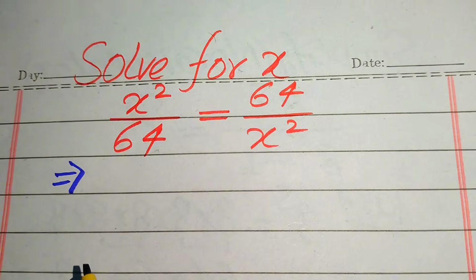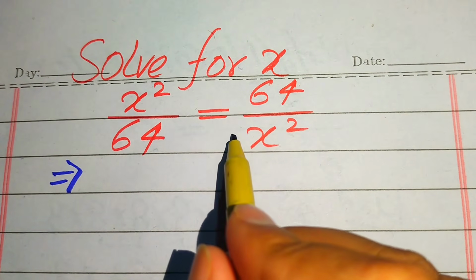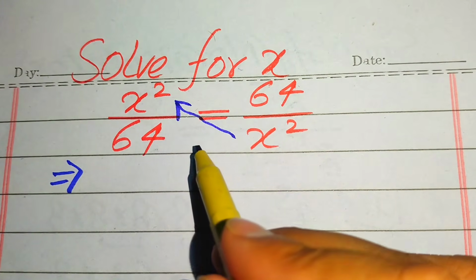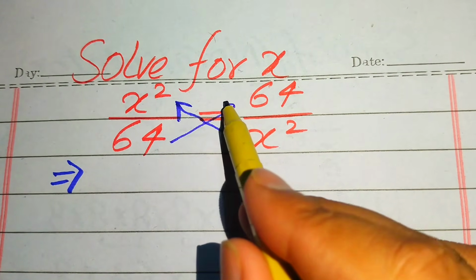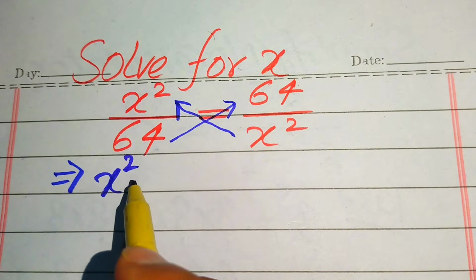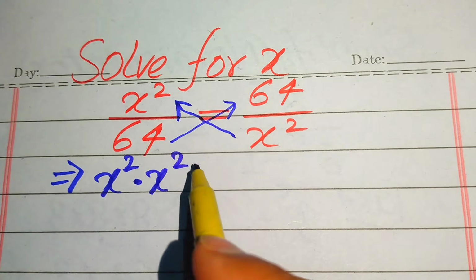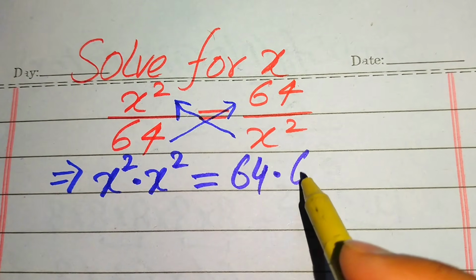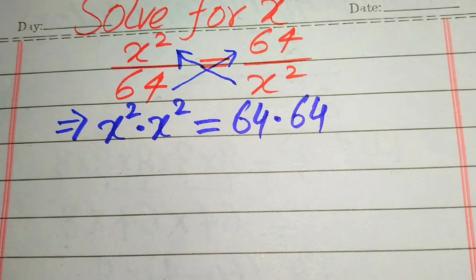And now first we need to cross multiply the terms. We multiply this x squared with this x squared, and we multiply 64 with this 64. So it will be written as x squared multiplied by x squared is equal to 64 multiplied by 64.